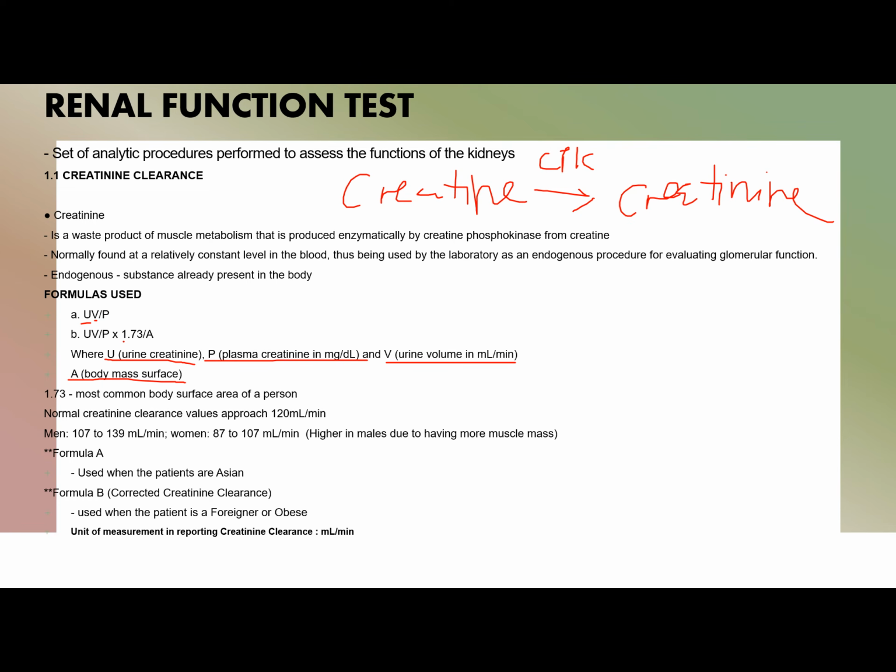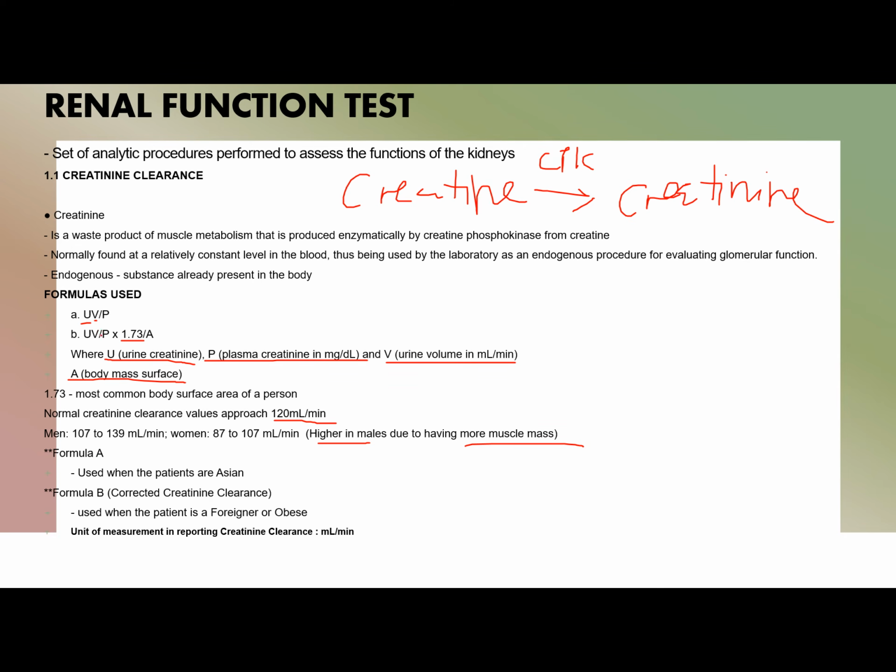Now, you may be wondering, sir, saan ba galing tong 1.73? Yung 1.73, class, galing yan sa body surface ng katawan natin. Yan yung kanina, yung square meter. So, that's a fixed value yan sa formula na yan. Now, the normal creatinine clearance, class, is 120 ml per minute. But for men, 107 to 139. For women, 87 to 107 ml per minute. Higher in males, class, kasi nga mas marami tayong muscle mass.